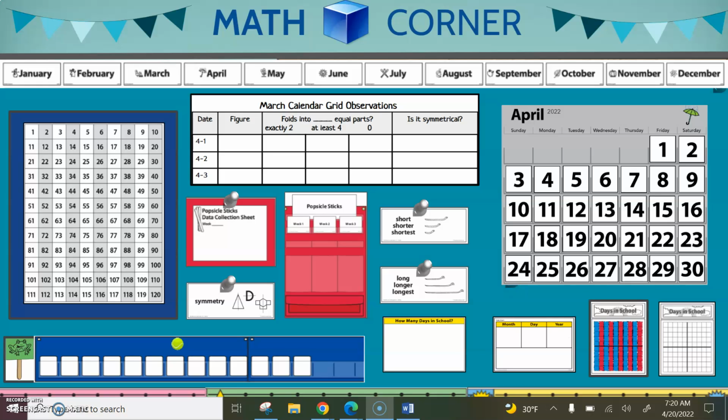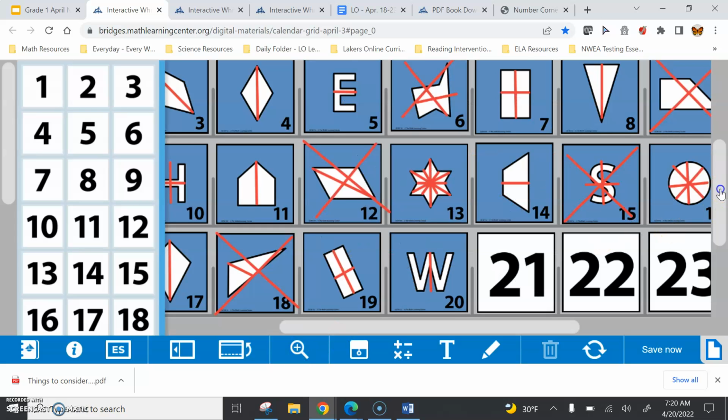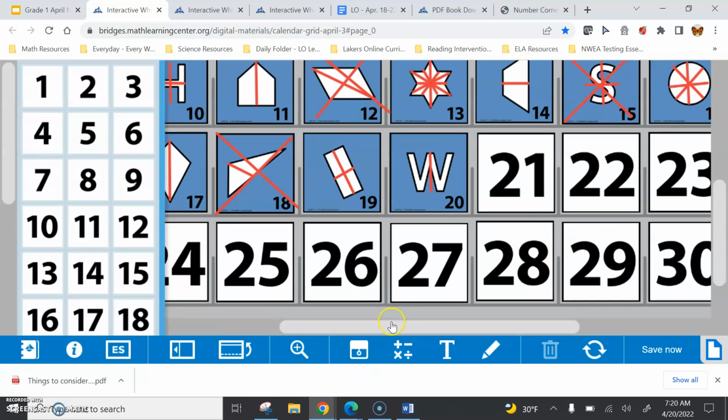Let's find out what is on our number corner calendar. We've been talking about symmetry and really learning a lot about it, how we can draw those lines of symmetry to determine if we have a reflection or the same image on both sides. Let's see what we'll have on today's card.